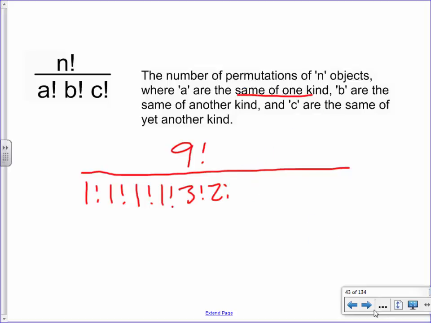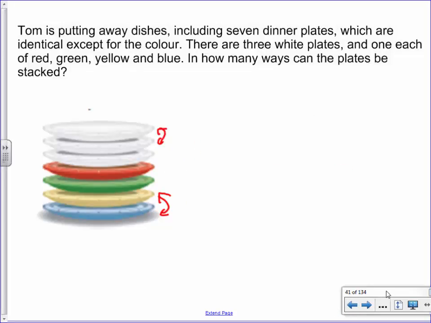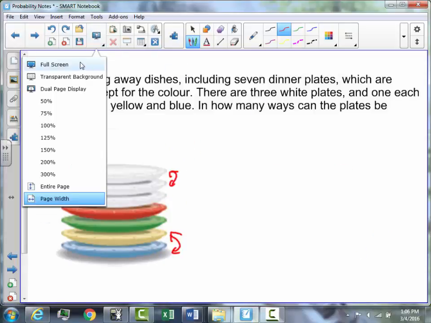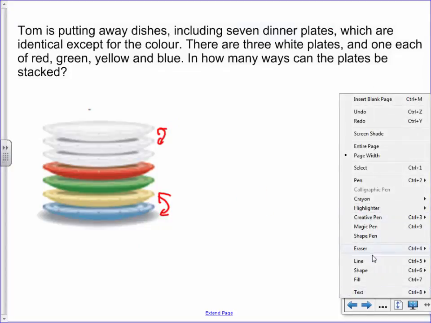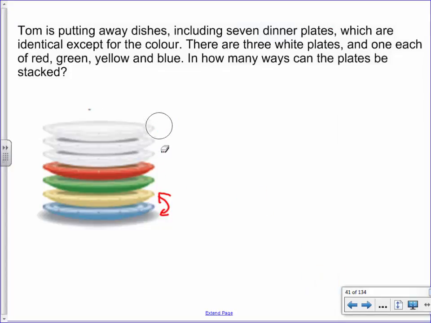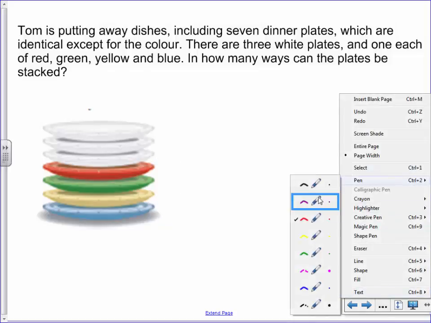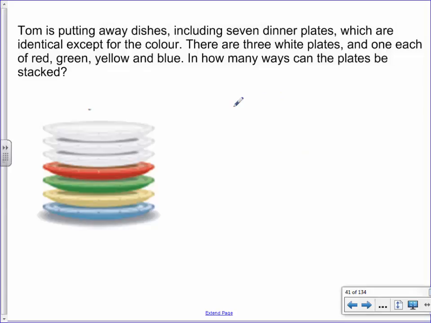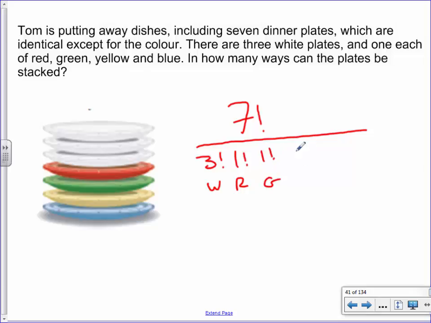Let me go back now and do the previous example here. How many dishes are there total? 7, right? So in a way, what you could do is say that there's 7 dishes, and we're going to do 7 factorial because we're going to use them all. However, there are 3 white dishes, 1 red dish, 1 green dish, 1 yellow dish, and 1 blue dish.